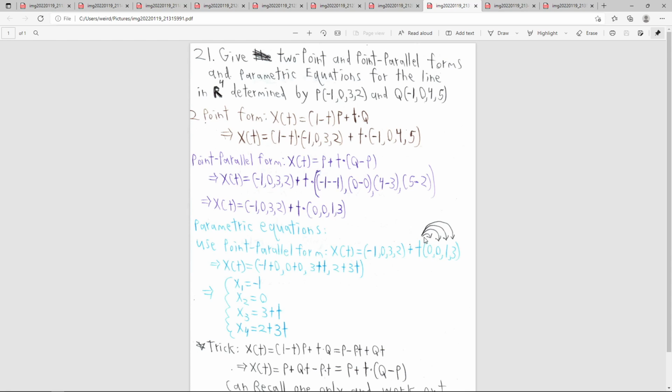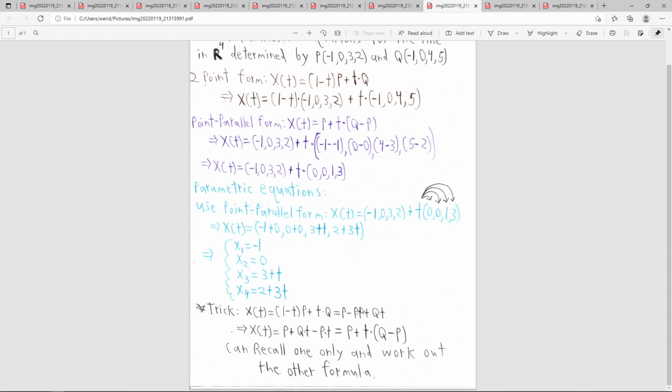In parametric equation, use point-parallel form. You distribute the t in. So it's -1 plus 0, 0 plus 0, 3 plus t, and 2 plus 3t. So it becomes x1 equals -1, x2 equals 0, x3 equals 3 plus t, and x4 equals 2 plus 3t. And the trick I was talking about earlier is x of t equals 1 minus t times P plus tQ. You distribute the P and you get P minus Pt plus Qt.